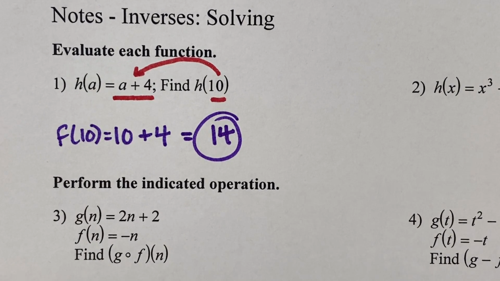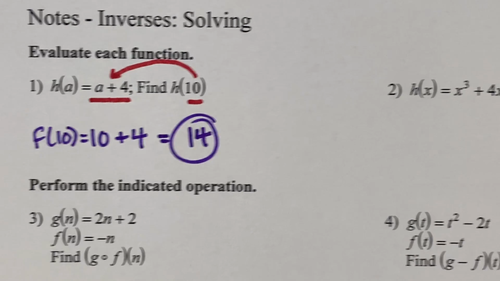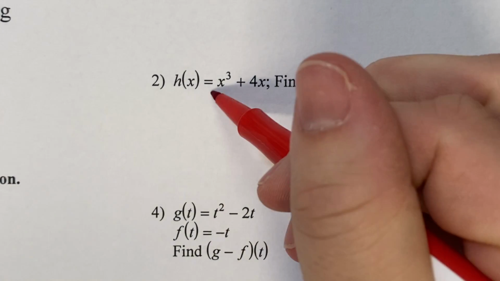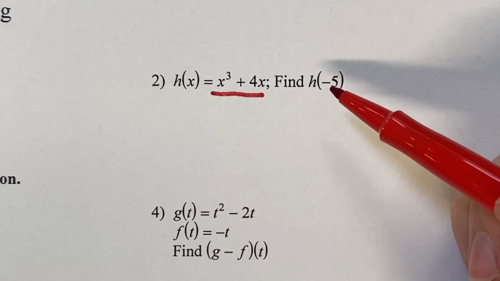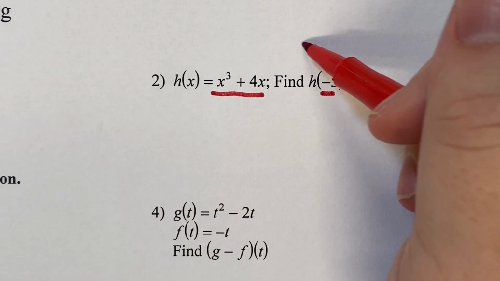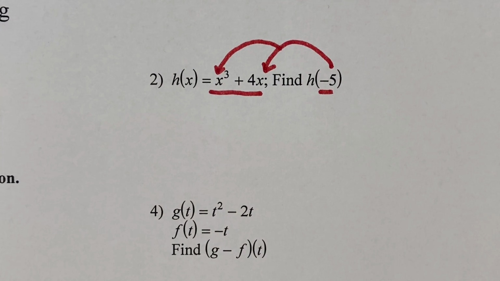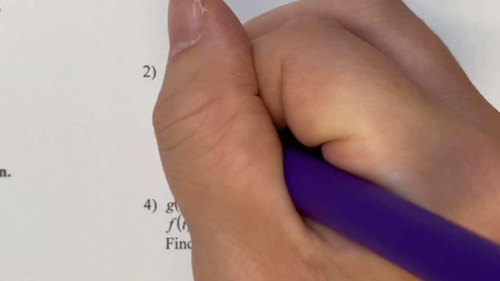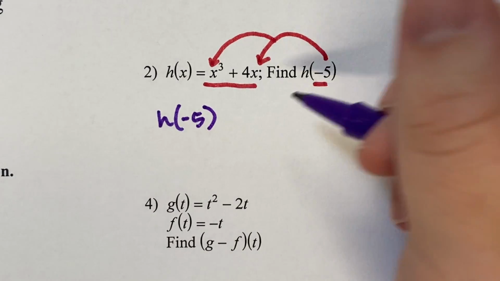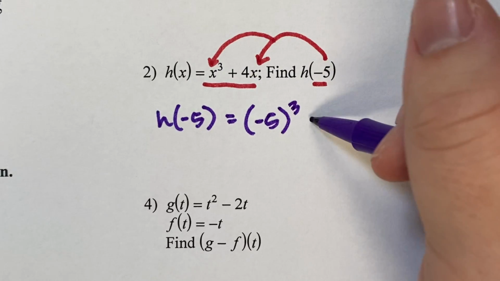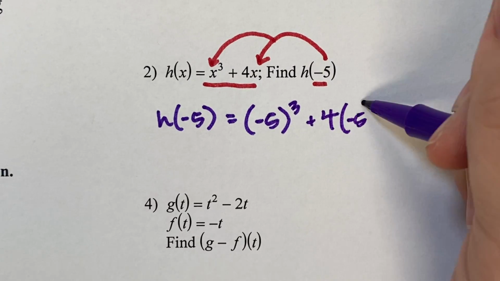So basically, given a function, plug what it tells you to plug in, where it tells you to plug it in. Okay, number 2. So now we have our function, h of x, and instead of an x, we have a negative 5. So here I have two x spots that negative 5 needs to go into. So h of negative 5 is what we're trying to find, equals negative 5 cubed, used to be x cubed, plus 4 times negative 5.